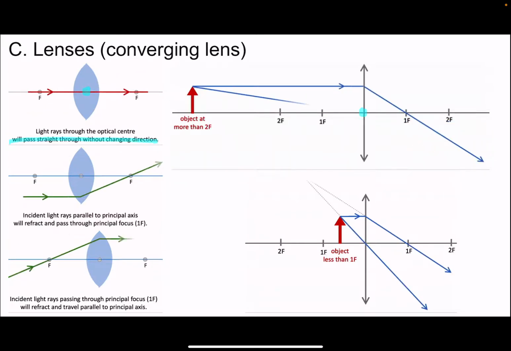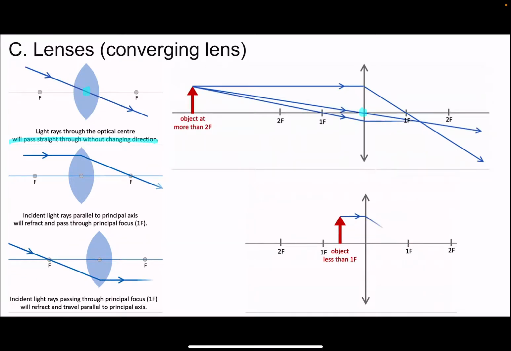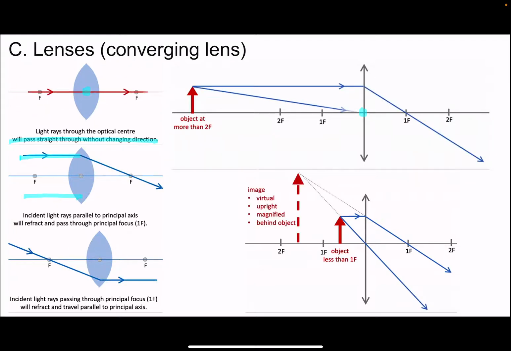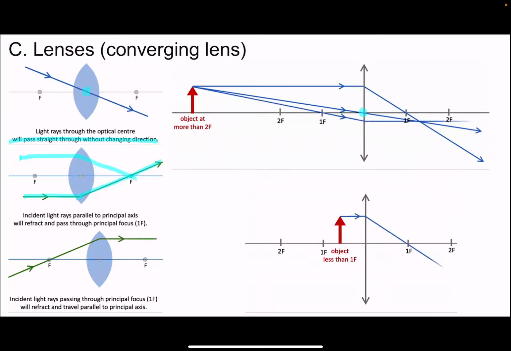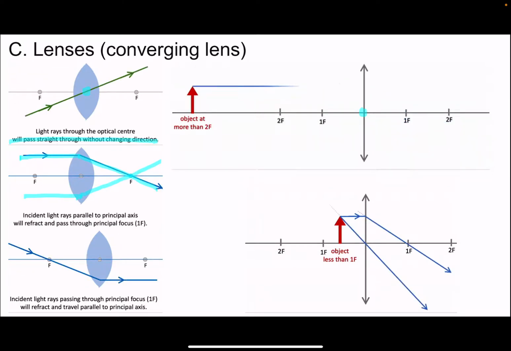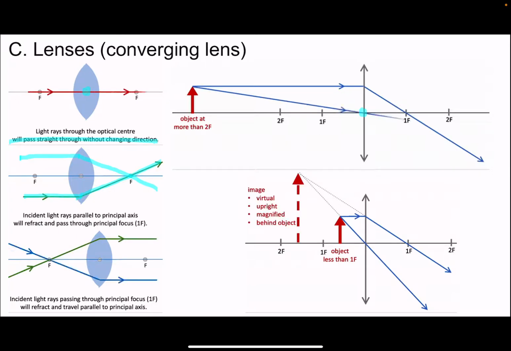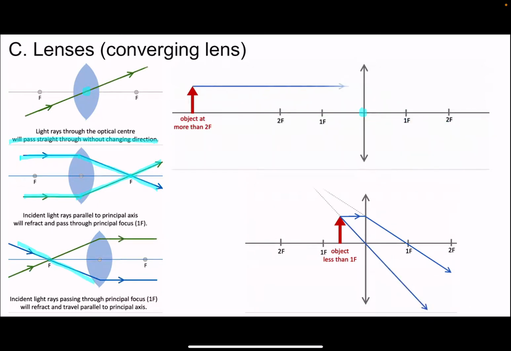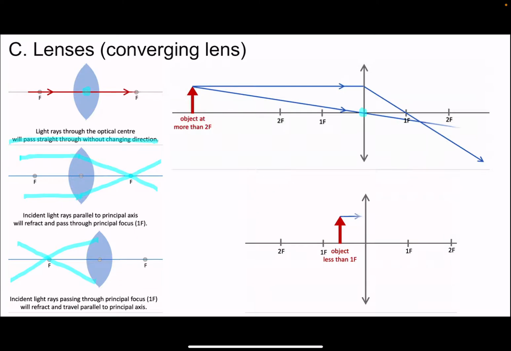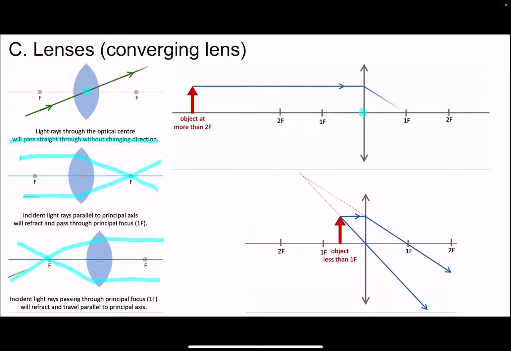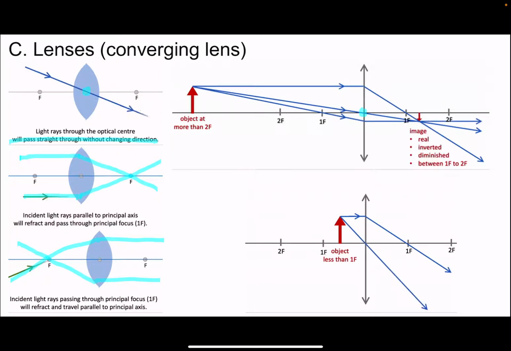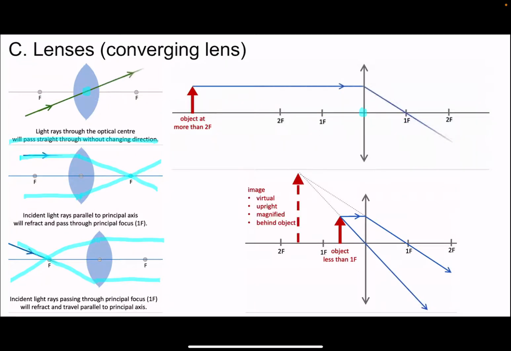The second light ray that you need to know how to do is if, let's say, there are parallel light rays coming into the lens, these will converge to 1f, or the principal focus of the lens. Similarly, the third light ray that you need to know how to do is if you have a light ray that passes through 1f and goes to the lens, this light ray will then emerge parallel to the principal axis. So using these 3 light rays, you can draw light rays and locate the position of the image.